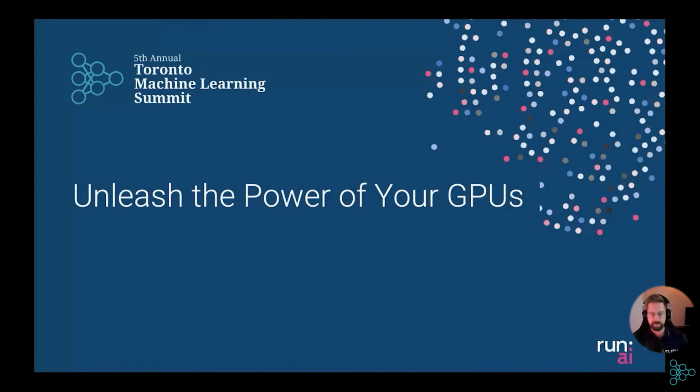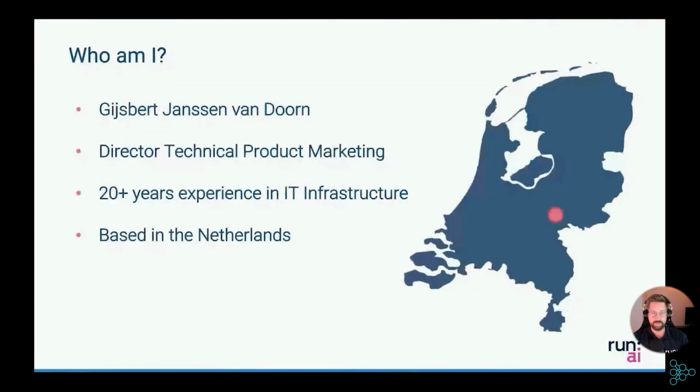Now, before we begin, a little bit about myself. So my name is Gijsbert Janssen van Doorn. I'm the Director of Technical Product Marketing at Run AI. I have a little over 20 years experience in the IT infrastructure, and I'm based in the Netherlands. So the pink little dot you see in this tiny little country called the Netherlands is Arnhem. That's where I live. That's where I sit right now.